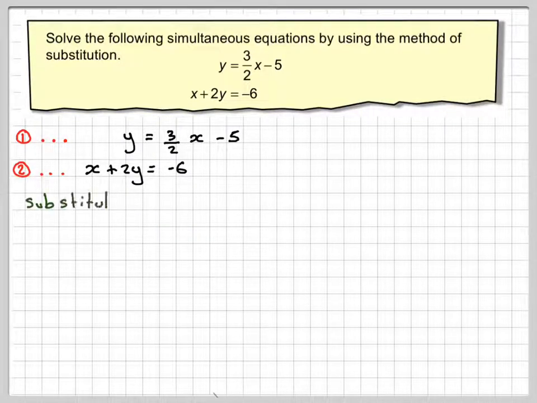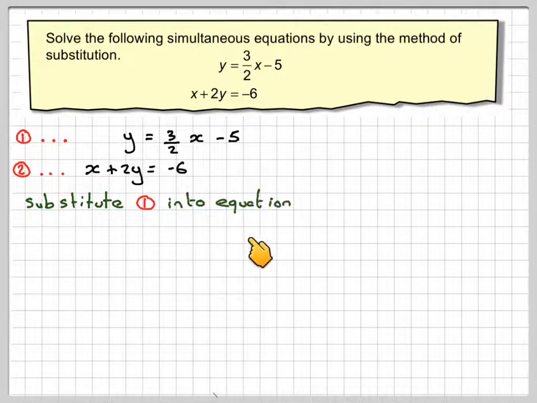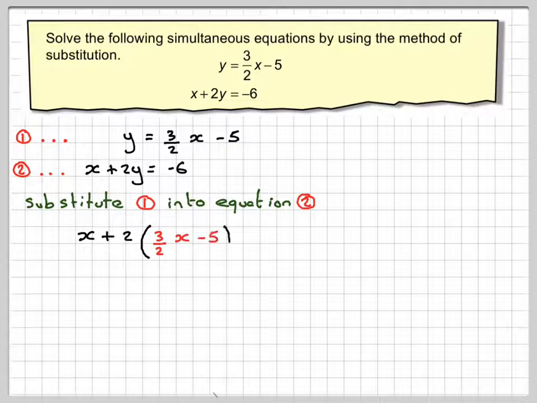And what you do with this method is you substitute 1 into equation 2. Now the reason why you can do that is because here you've got y on its own, y is equal to. So instead of y in this one, we can write this bit here, and we get an equation just in x, which we can then solve. So you've got x plus 2, and the bit I'm going to substitute in is 3/2 x minus 5, and that's now going to be equal to minus 6.